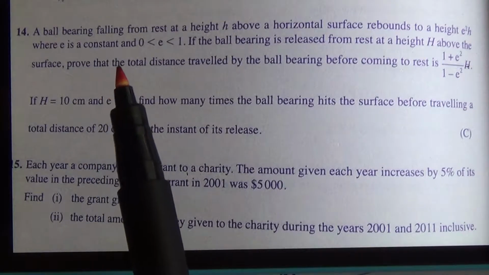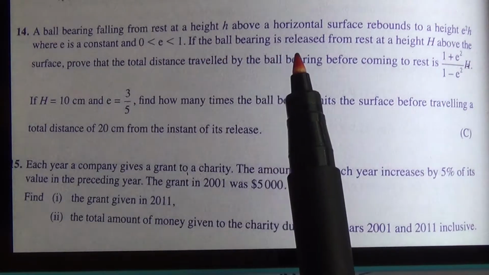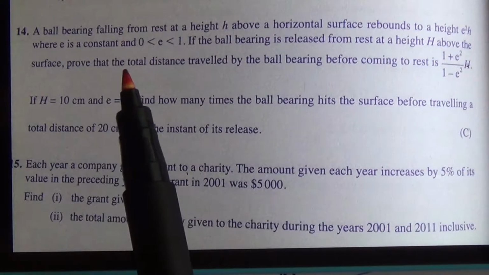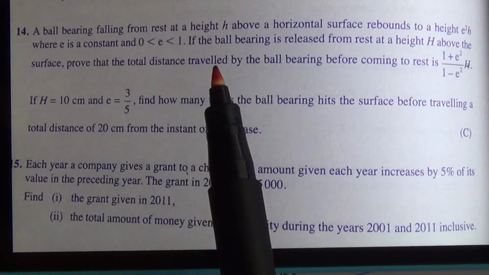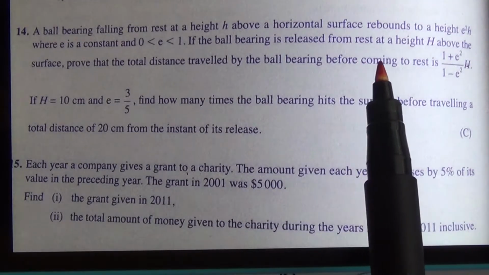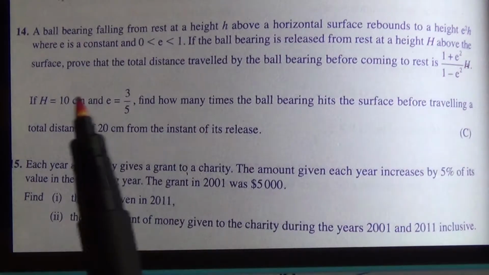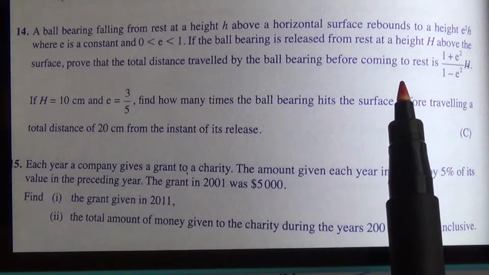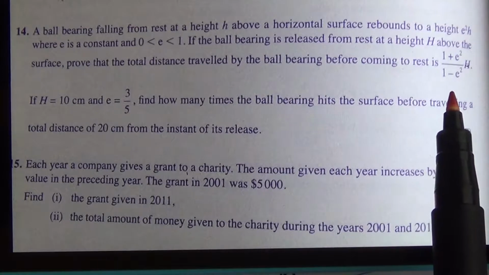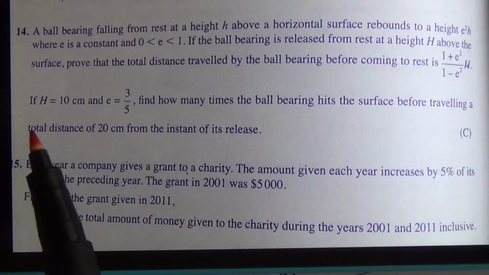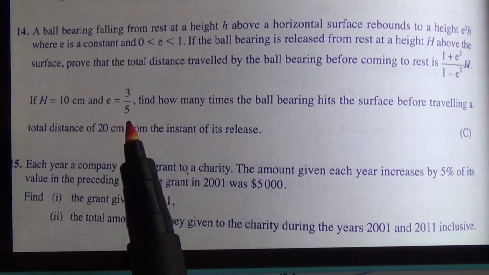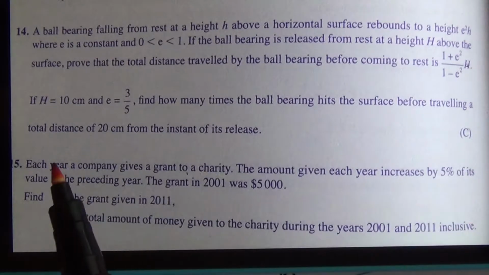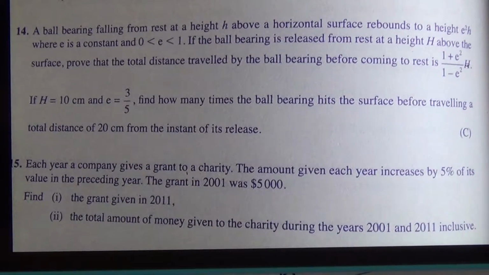Hi, a ball bearing falling from rest at a height h above the horizontal surface rebounds to a height e square h, where e is a constant and 0 < e < 1. If the ball bearing is released from rest at a height h above the surface, prove that the total distance traveled by the ball bearing before coming to rest is (1 + e square)/(1 - e square), the whole lot times h. If h is equal to 10 centimeters and e is equal to 3/5, find how many times the ball bearing hits the surface before traveling a total distance of 20 centimeters from the instant of its release.